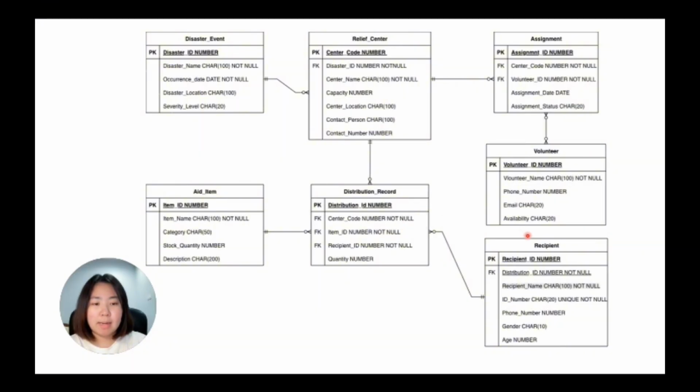The last relationship is between recipients and the distribution record. The recipient's ID is the primary key, and distribution ID is the foreign key in the recipient's table. The relationship between these two is one-to-many. This means one recipient can have many distribution records, but one distribution record can only belong to one recipient. This is all for the diagram.